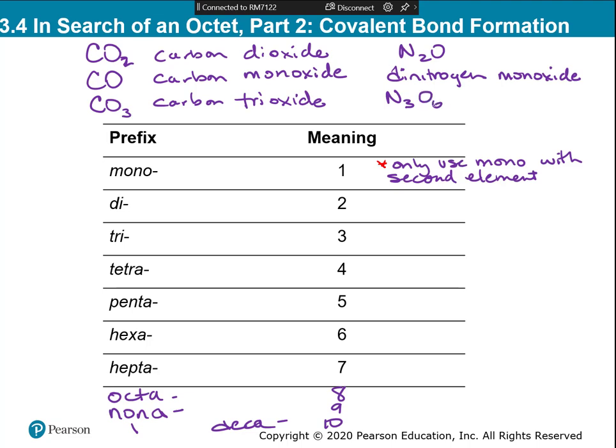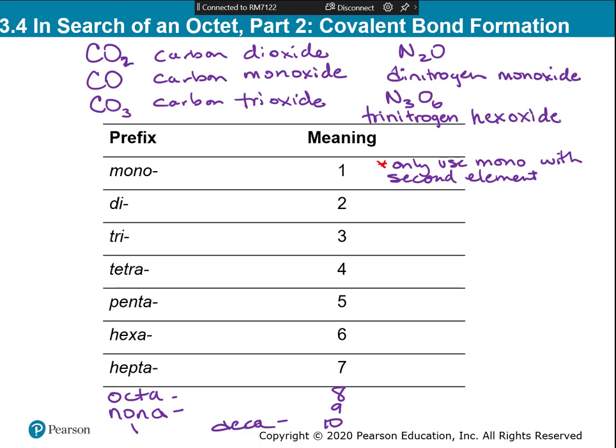So what would this be? N3O6. Trinitrogen hex oxide. So like I said, if there's 2 vowels, and that'd be fine if you put hexaoxide, I wouldn't mark it wrong, but the mastering might.